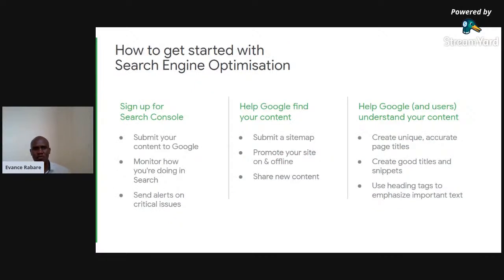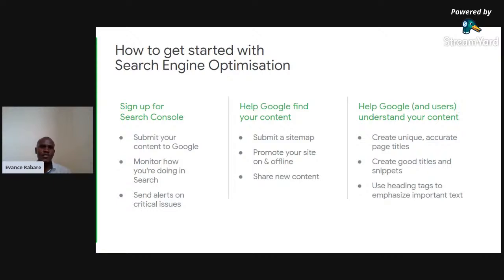So, how do you get started with search engine optimization? You need to sign up for a search console, submit your content to Google, monitor how you're doing on search, and also you get alerts on critical issues. So help Google find your content. To help Google find your content, you need to ensure that you have a sitemap. You need to submit a sitemap. You need to promote your site on and offline. Also, you need to share new content.